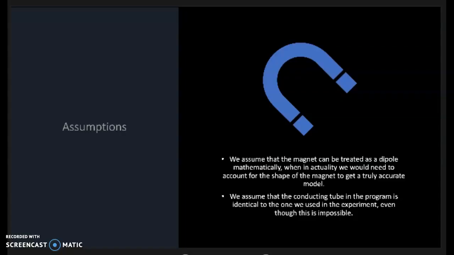Here are some key assumptions that were made. Firstly, we assumed that the magnet can be treated as a dipole mathematically, when in actuality, we would need to account for the shape of the magnet to get a truly accurate model. We also assume that the conducting tube in the program is identical to the one used in the experiment, even though this is impossible.